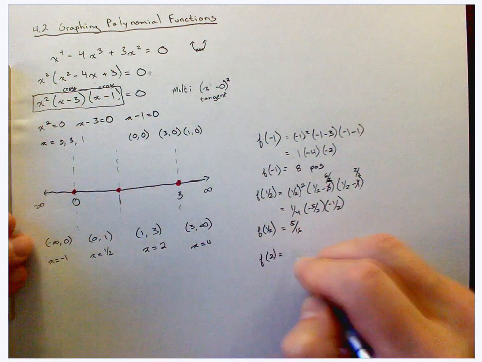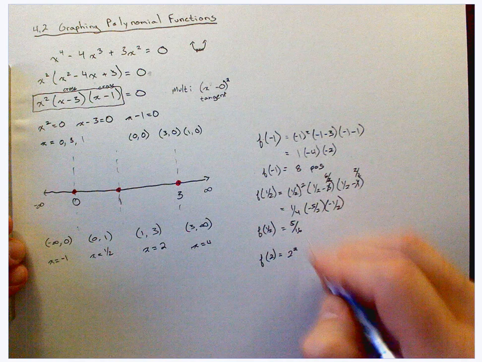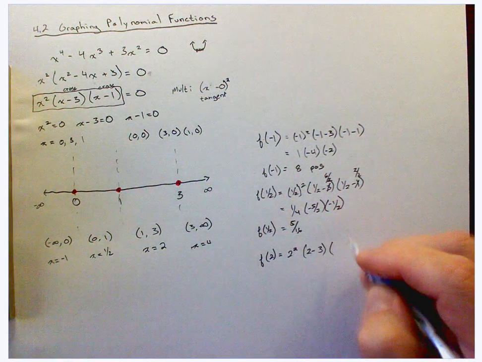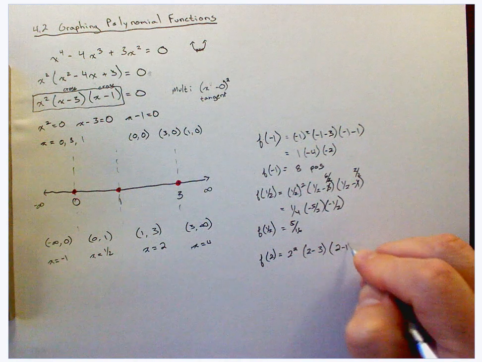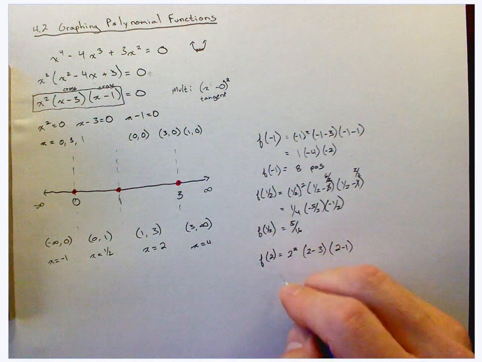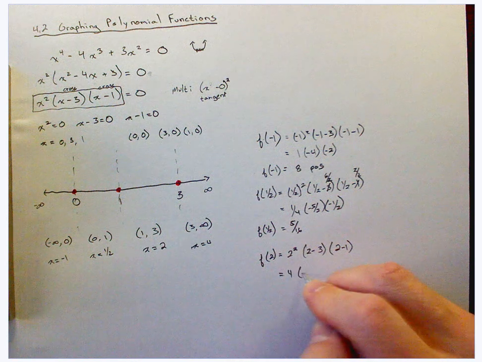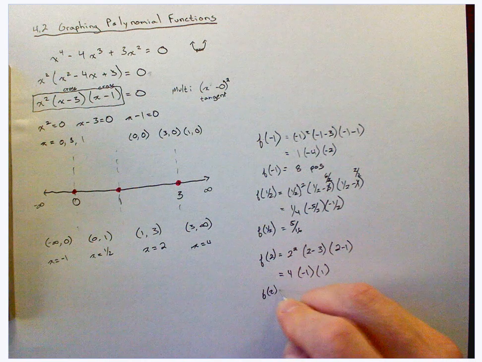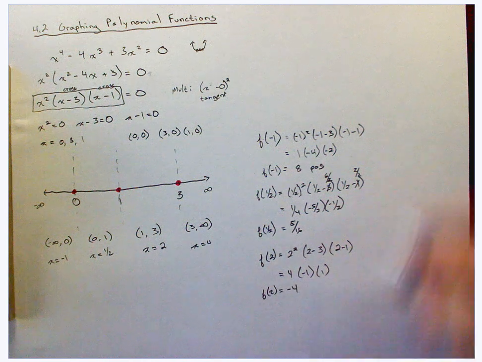F of 2, that's 2 squared, and 2 minus 3, and 2 minus 1. Okay, I can already see I'm going to end up getting a negative answer for this one. So 4 and a negative 1 and a 1. So f of 2 equals a negative 4.